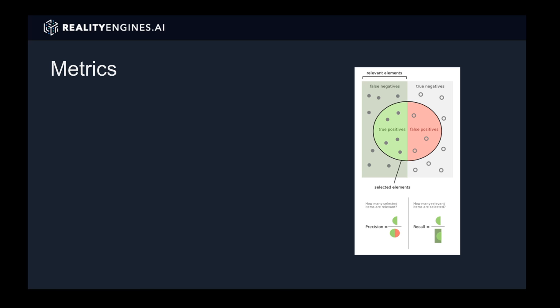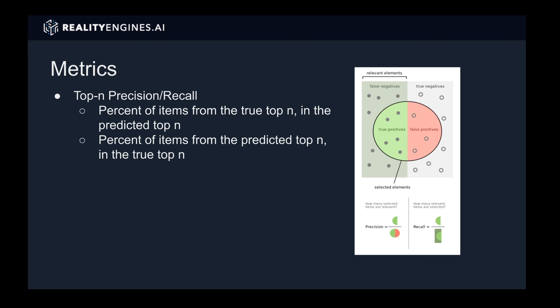Okay, so next I'll talk about metrics. How do we evaluate recommender systems? The two simplest ones are top-N precision and recall. Precision is, say we have the true top 10 movies that the user interacted with next, and then we also have the predicted top 10 from our recommender system. Precision is just the percent of the true top N that are in the predicted top N. Recall is pretty similar, but it's just the opposite. It's the percent of the top 10 predicted items that are also in the true top 10 items in the test set.